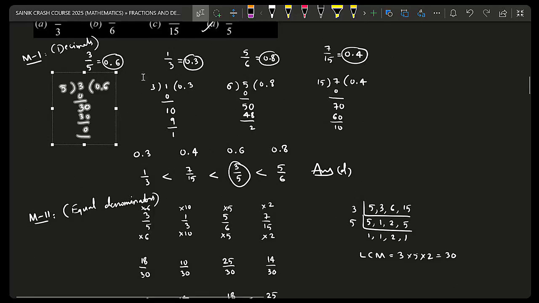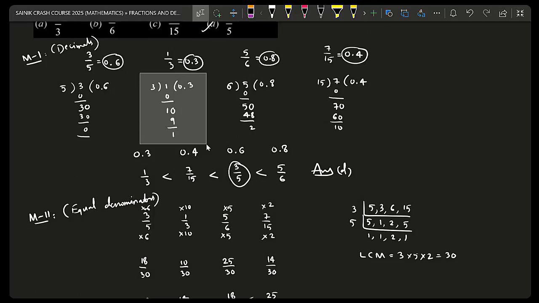Next one, 1 by 3. So I have to divide 1 by 3. 3 into 0 is 0. And after subtraction we get 1. Use the decimal. 1 will receive a 0 after that, so it will become 10.